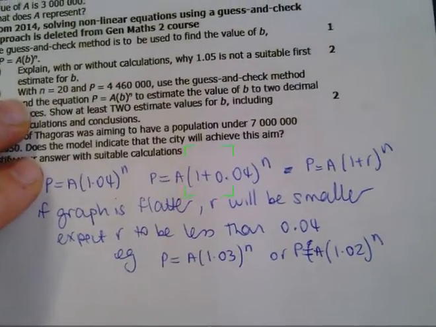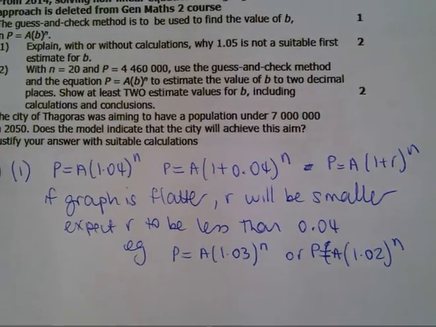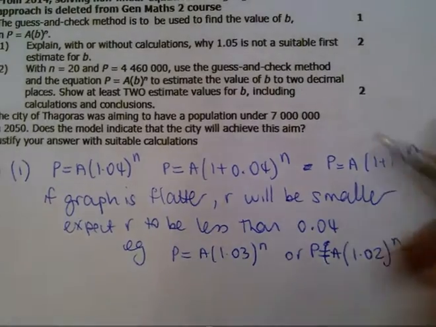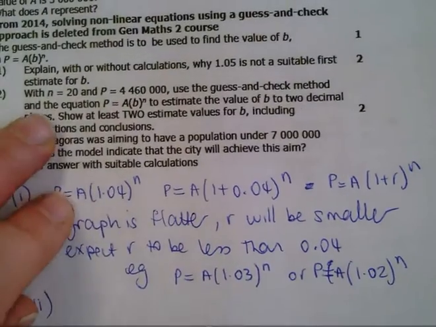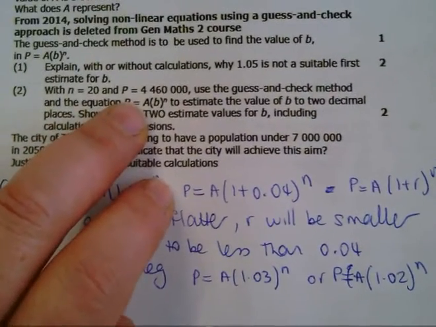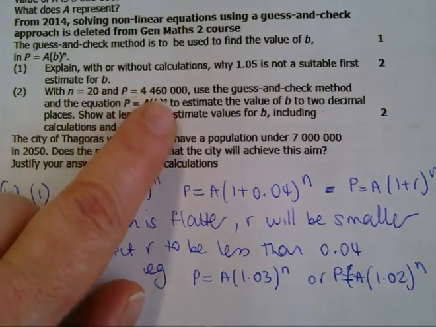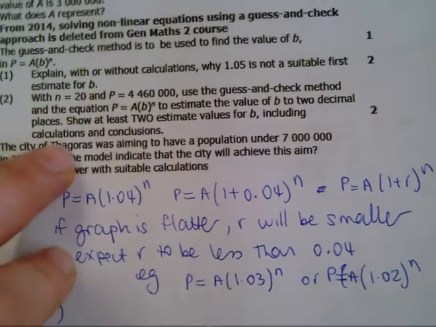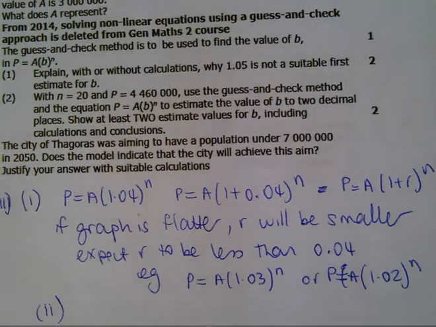Now, it says with or without calculations why it's not suitable. That is without calculations. You could try 1.05 to the power of 10 and show that you get a bigger number, all right? But that's without calculations. And then they give you n is 20 and the population is 4.46 million. They want you to use the guess and check method and that equation A equals B to the power of n to estimate the value of B to 2 decimal places.